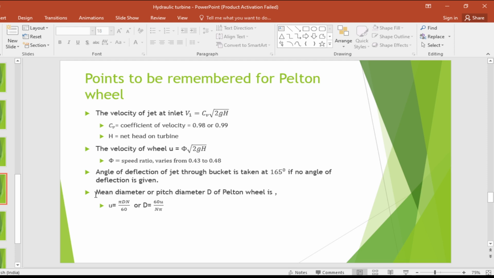Fourth is mean diameter or pitch diameter capital D of a Pelton wheel. You have to find it out by U equals to pi DN upon 60. That means D, the pitch diameter or mean diameter, will be 60 U divided by N pi. N will be your number of revolutions, and here U is velocity as usual. Pi is a constant term.